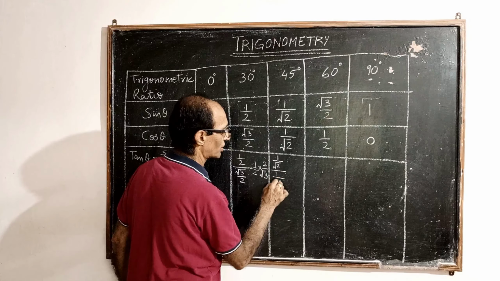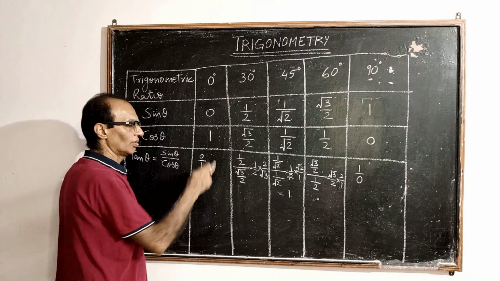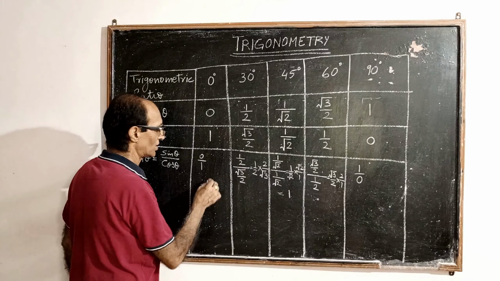So that means it is under root 3 upon 2 multiplied by 2 over 1. And this is 1 upon 0. Now, what are these values? 0 divided by 1. When the numerator is 0, that whole expression becomes 0. So this value is 0.